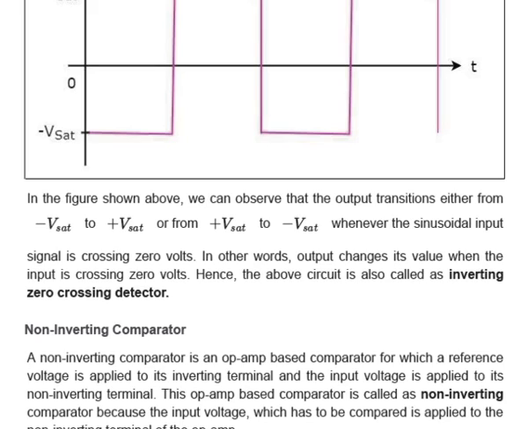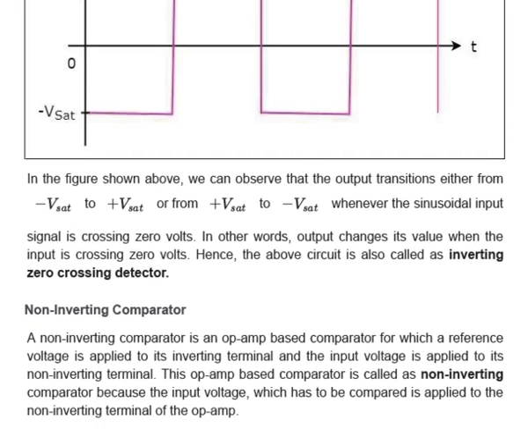Non-inverting comparator. A non-inverting comparator is an OPAMP-based comparator for which a reference voltage is applied to its inverting terminal and the input voltage is applied to the non-inverting terminal. This OPAMP-based comparator is called a non-inverting comparator because the input voltage, which has to be compared, is applied to the non-inverting terminal of the OPAMP.